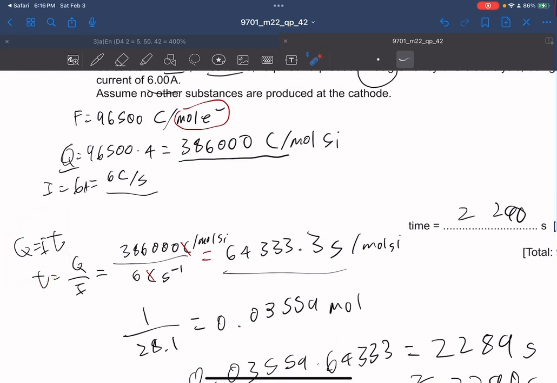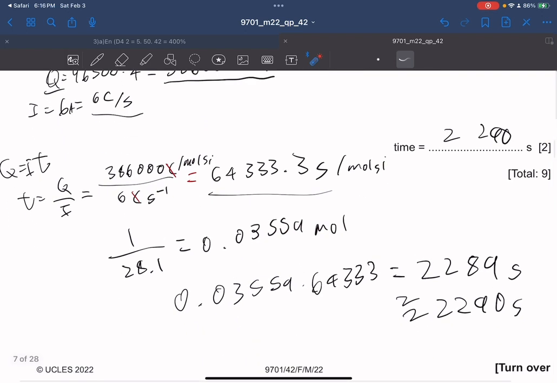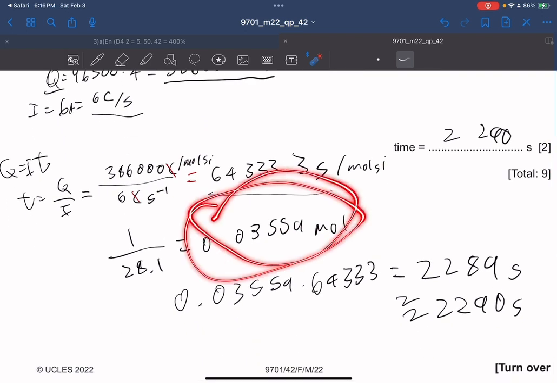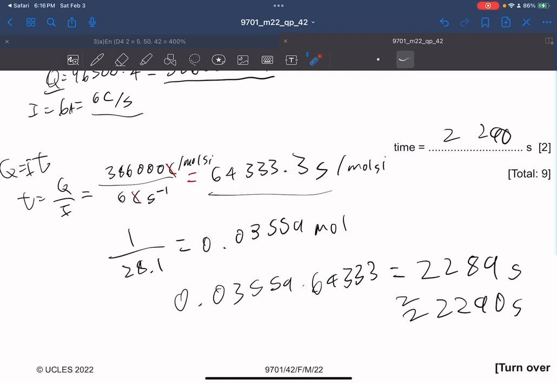From this physics equation, we can convert it to time equals Q over I. So this is going to be the time needed to make 1 mole of silicon. Because we only need this much silicon, that's going to be 0.03559 mole times mole Si times what we had here.